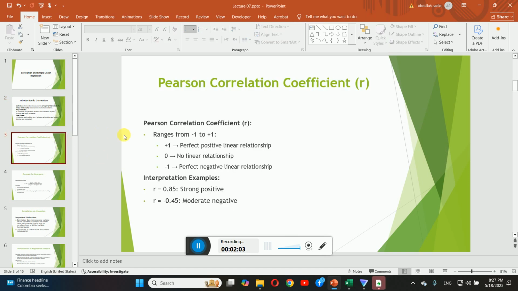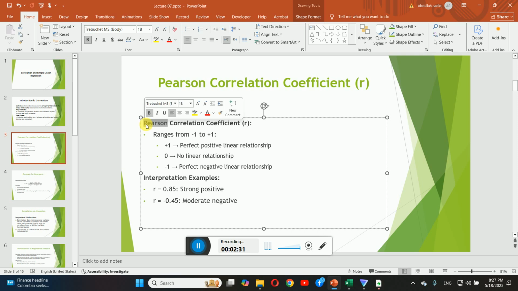The correlation is called the Pearson correlation coefficient, which is shown by r for the sample statistic or sample data, and for the population we have rho, the symbol that looks like a p and is pronounced rho. The Pearson correlation coefficient. Why is it called Pearson? Because it was discovered for the first time by a person named Pearson. That's why it's called the Pearson correlation coefficient.